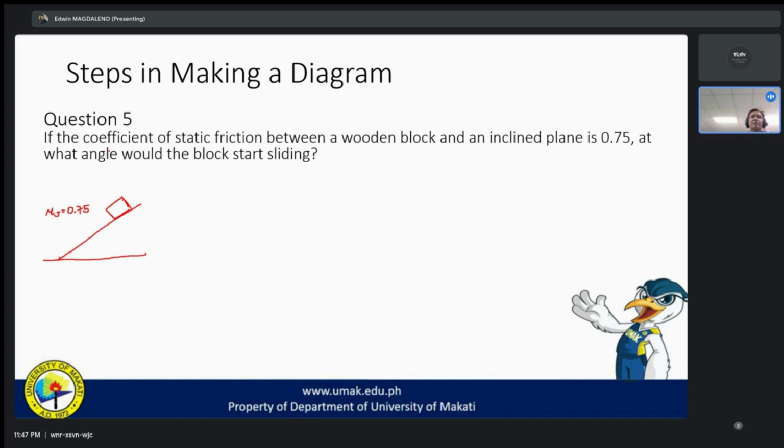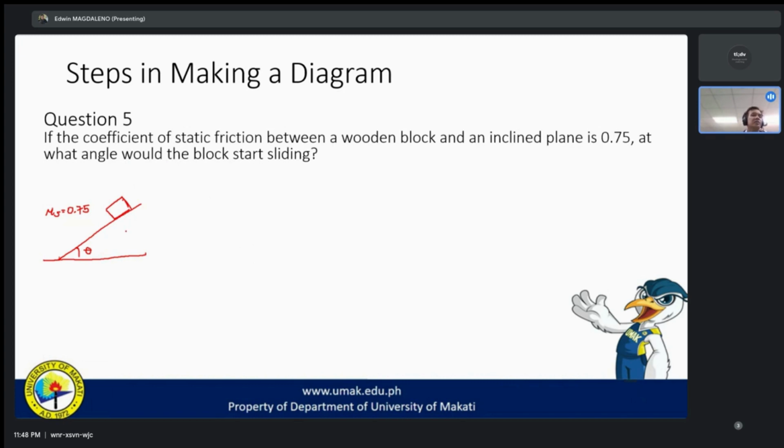Okay, let's start out with this problem. The problem states that if the coefficient of static friction between a wooden block and an inclined plane is 0.75, at what angle would the block start sliding? With this problem, we already have the diagram in place. We have the coefficient of static friction, which is 0.75, and we need to determine what angle theta is. So what is angle theta? We are not going to solve this, but rather we're just going to draw the free body diagram.